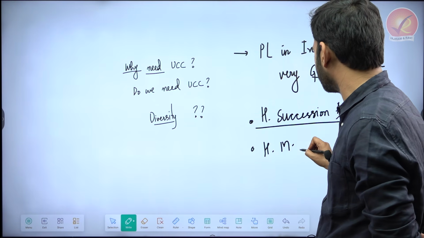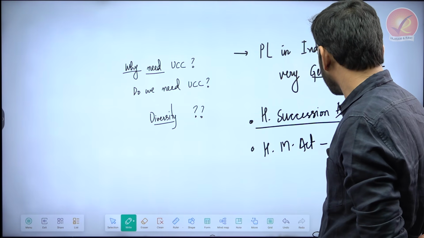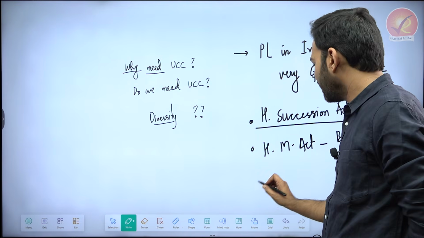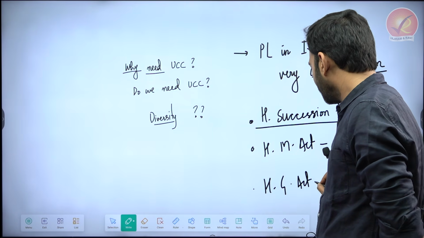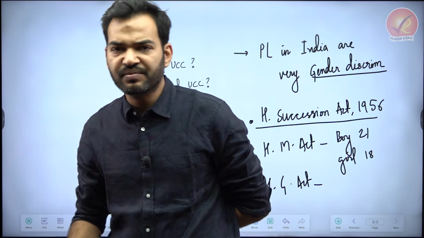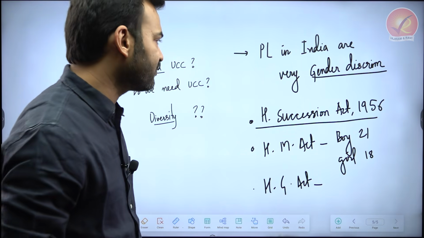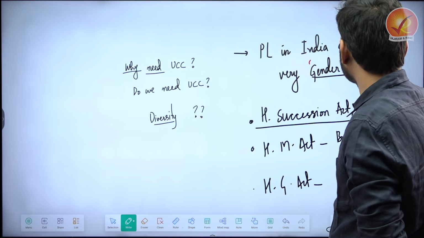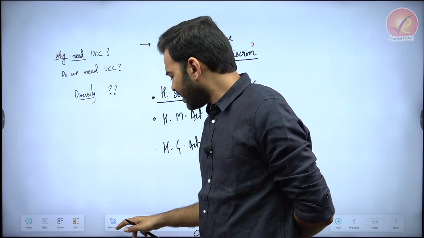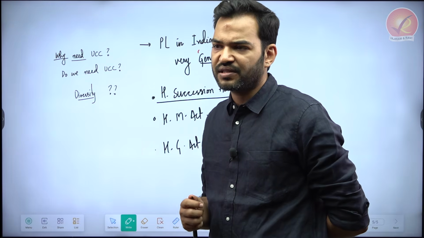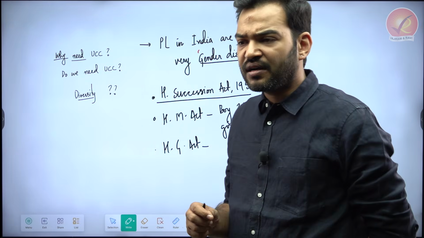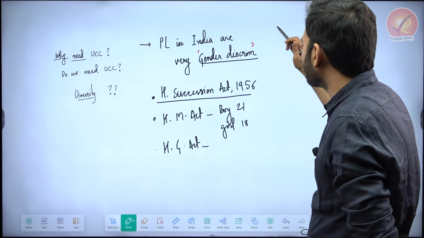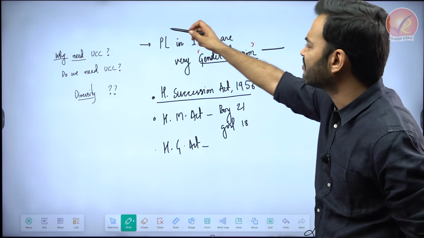Similarly, under Hindu Marriage Act, we say that the minimum age of marriage for boys is 21 and for girls it is 18. Under Hindu Guardianship Act, after marriage, the husband is the guardian of the wife, but wife is not the guardian of the husband. So, personal laws in India are very, very gender discriminatory. Similarly, in Muslims, men can give triple talaq, but women cannot give instant triple talaq. In Muslims, women do not get maintenance after divorce. So, there are many, many gender discriminatory provisions in personal laws.